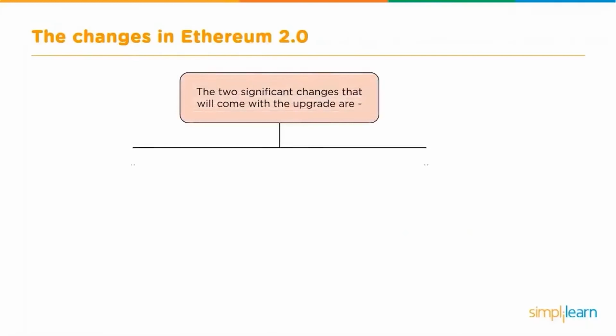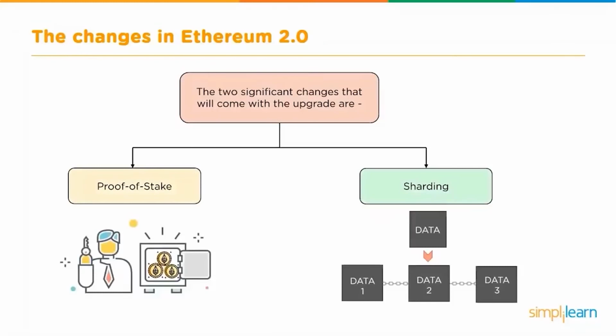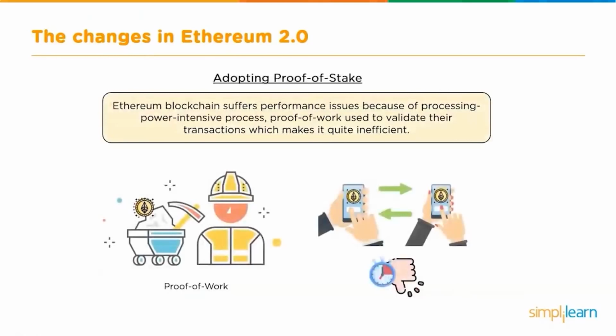The two significant changes that will come with the upgrade are adopting proof of stake and sharding. Adopting proof of stake: Ethereum blockchain implementations suffer from performance issues because they rely on a processing power intensive process known as proof of work to record and validate their transactions.